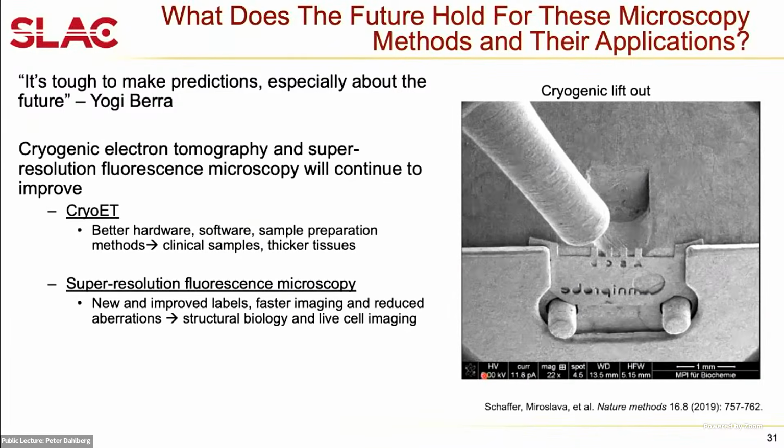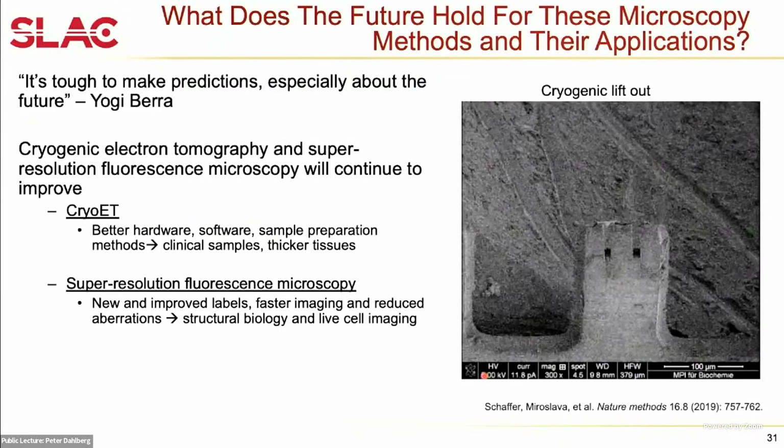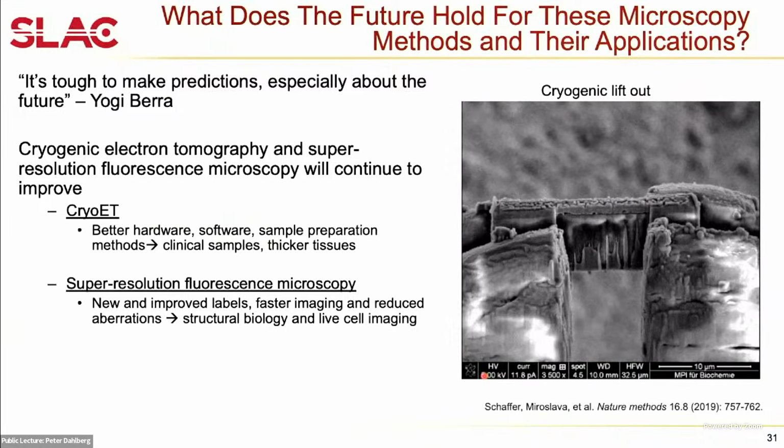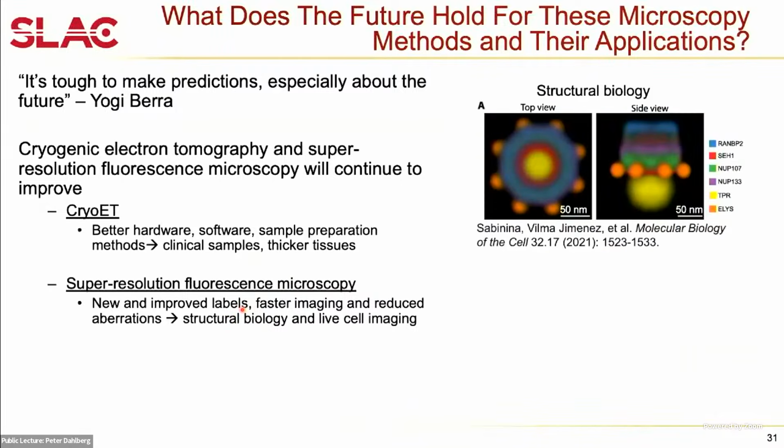If I turn to super resolution fluorescence, it's even harder to predict the future because there are so many different variants of super resolution fluorescence microscopy. But one commonality is that we all use fluorescent labels. So there's going to be continued improvement in labels that are brighter, more stable, and more informative. We're going to, of course, push for faster imaging and also reduced aberrations as we image in thicker samples. And this is really opening up some new areas for fluorescence microscopy, specifically in structural biology, actually solving what proteins look like in some sense, using just fluorescence microscopy.